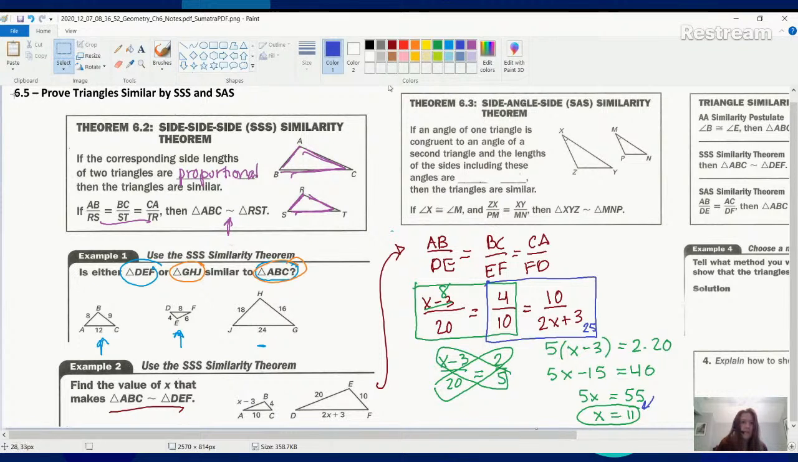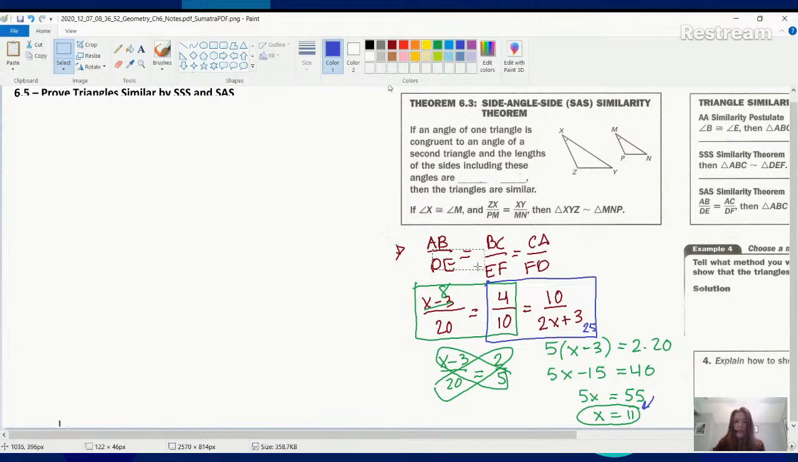Let me erase some of this off here so it's not so crazy. Here, we'll just erase that all so it just doesn't look so busy.